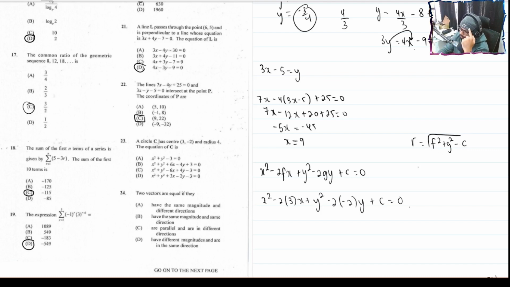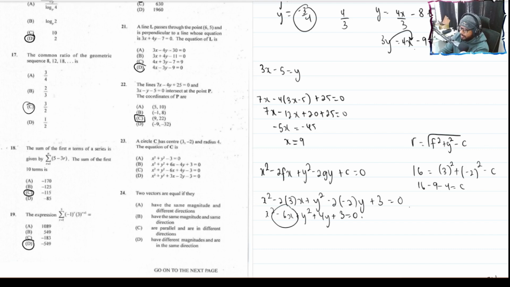We have r. 4 is the square root of, well, if I square both sides, I get 16 is equal to f squared plus g squared minus c. 16 minus 9 minus 4 is equal to c. 16 minus 9 is going to give me 7. 7 minus 4 is going to give me 3. So c is 3. And I'm going to get x squared minus 6x plus y squared plus 4y plus 3 is equal to 0.